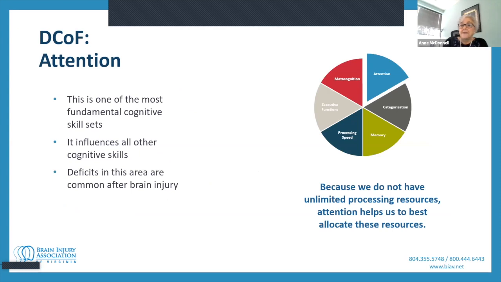In the field, we talk about there being different domains of cognitive function. You can see all of those domains here, but we're not going to talk about all of them today. I'm going to highlight a couple of the most important. Because we don't have unlimited processing resources, we need our attention span to help us allocate our resources. Attention is one of the most fundamental cognitive skills. It influences all other cognitive skills, and this is a common problem after brain injury.